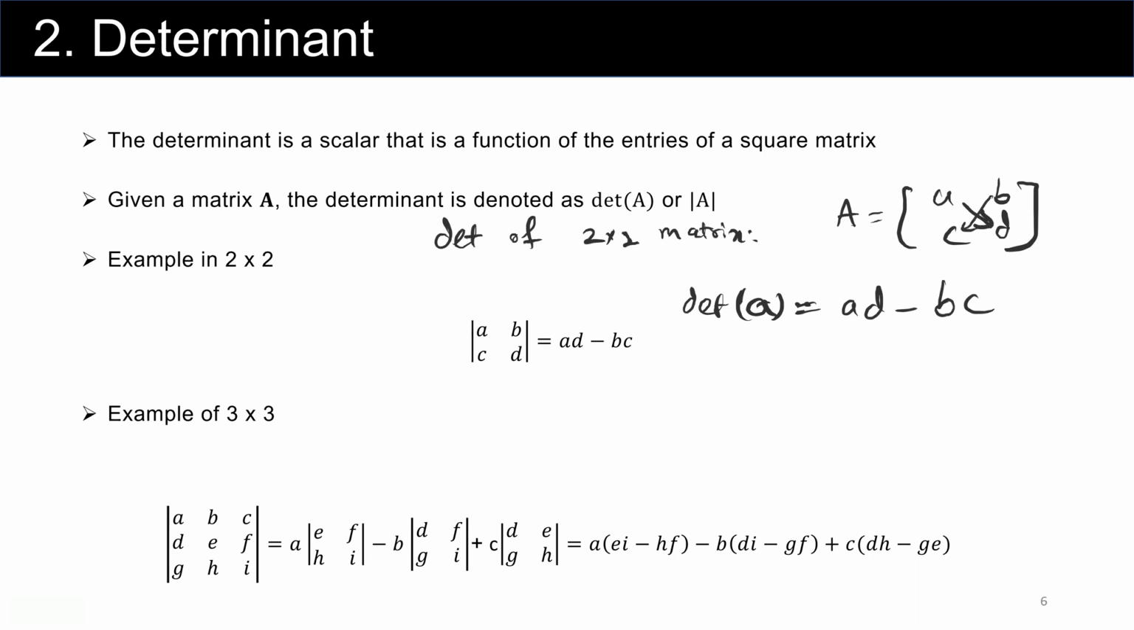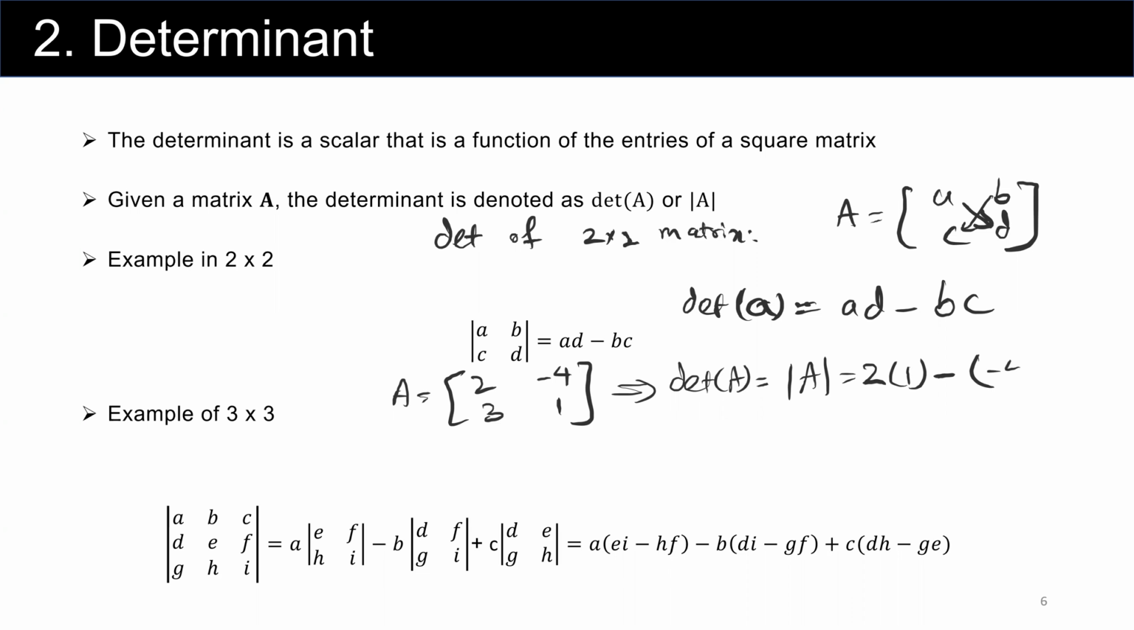All right, example: A is equal to 2, minus 4, 3, 1. So the determinant of matrix A is equal to 2 multiplied by 1 minus minus 4 multiplied by 3, which is nothing but 2 plus 12, equal to 14. This is one example of the determinant for a 2 by 2 matrix.